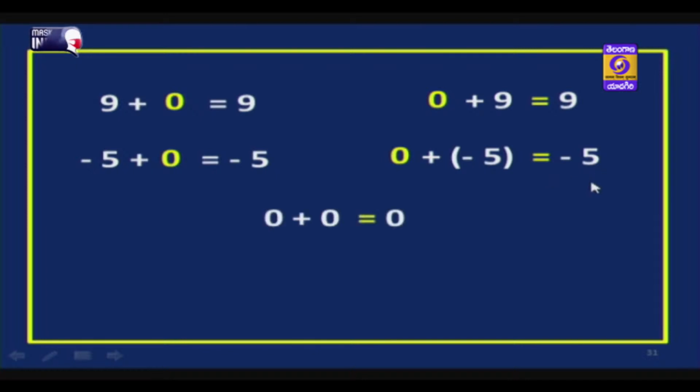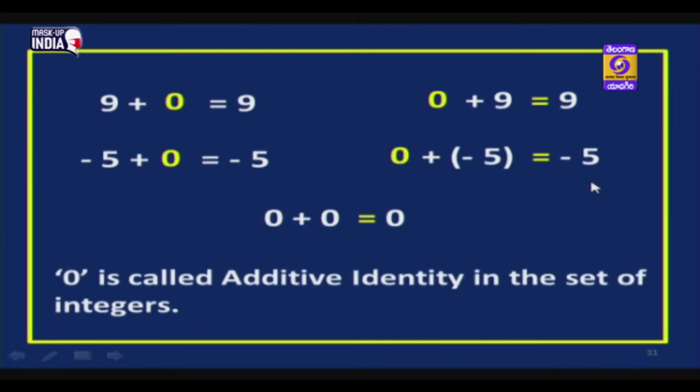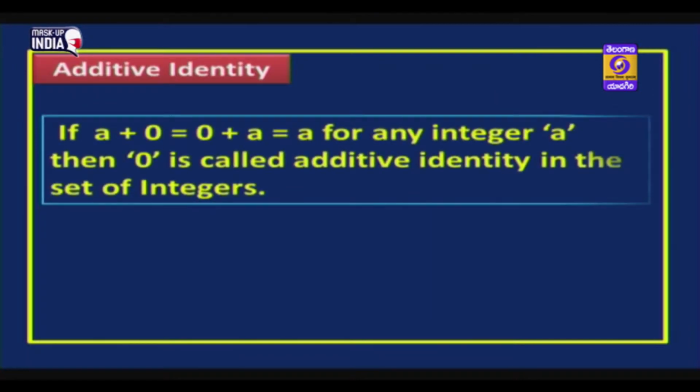Not only that, children, when I add 0 to 0, you will get back 0 only. So, here 0 is called additive identity in the set of integers. Now, let us define what actually an additive identity is. Additive identity means if a plus 0 equal to 0 plus a equal to a for any integer a, then 0 is called additive identity in the set of integers.